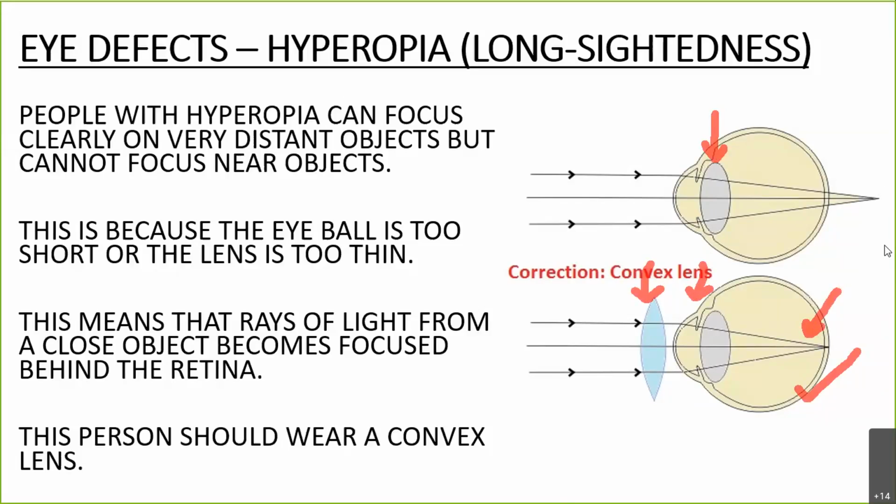Hyperopia, or long-sightedness. That means the light ray goes too far. It's hyper, it's going too far. It's passing the retina. That's not what we want. We use a converging lens, or a convex lens, to pull it back in and make it focus on the retina.